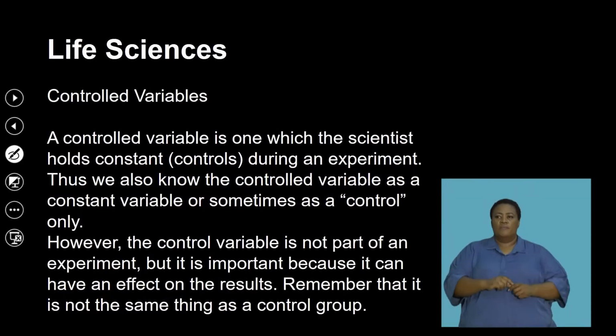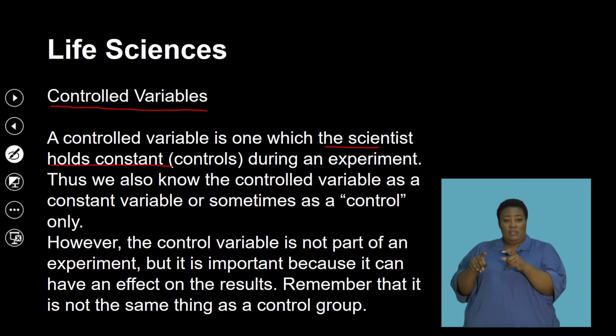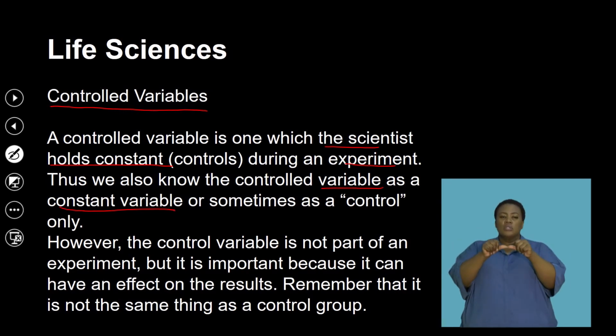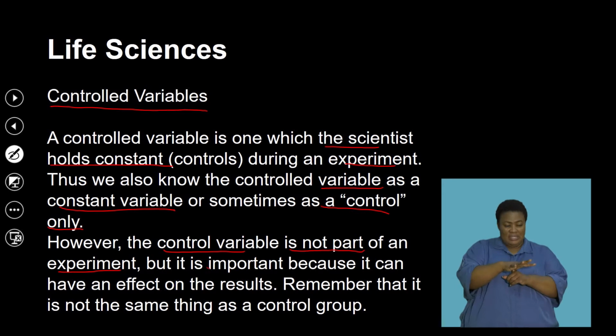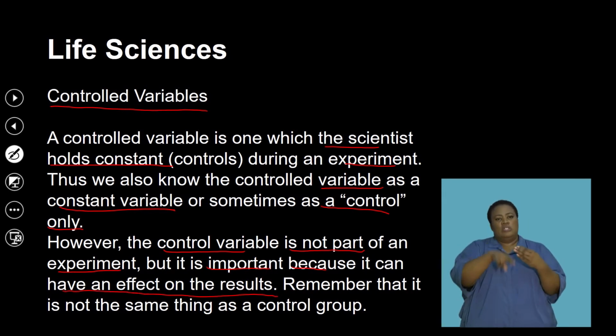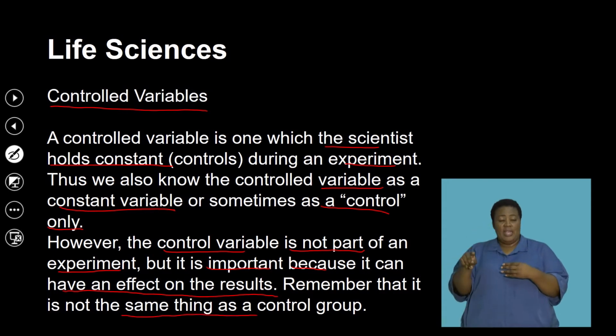Okay, we're going to try and wrap this slide up by looking at the control variables. The control variables are the ones which the scientists keep constant or hold constant during an experiment. Thus, we also know that the control variables are the constant variables. However, a control variable is not part of what is being tested and doesn't change, but it is important because it has an effect on the results. Remember that it is not the same thing as the control group.